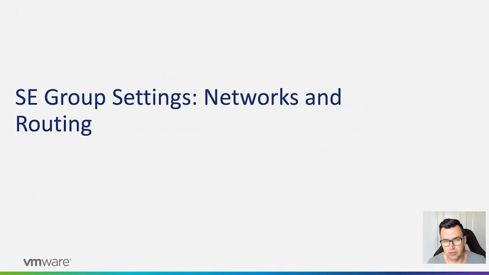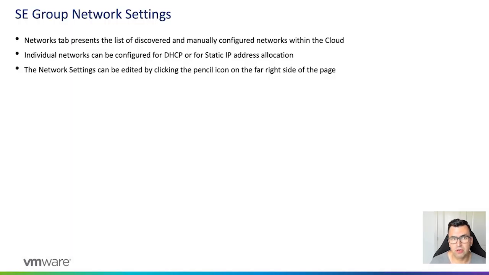Let's take a look at a few different service engine group settings. This is, again, part of the infrastructure configuration. We have networks and routing. Let's see what those mean. The networks tab represents the list of discovered and manually configured networks within the cloud. Individual networks can be configured for DHCP or for static IP address allocation. And those network settings can be edited by clicking on the pencil.